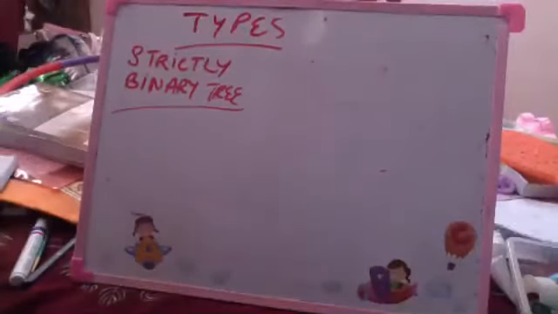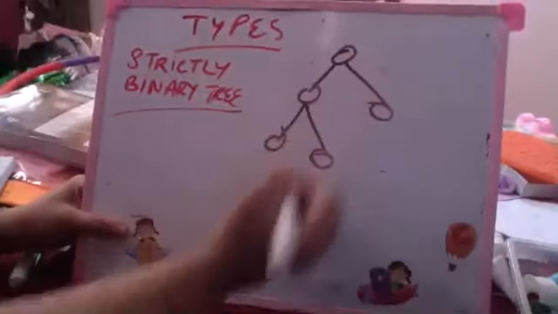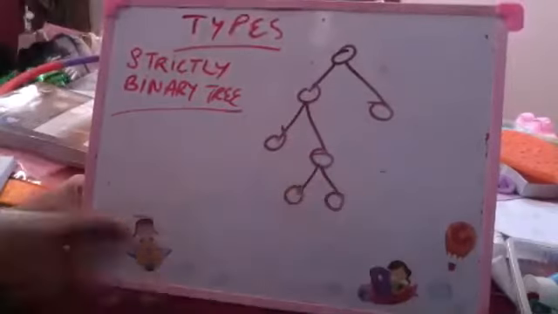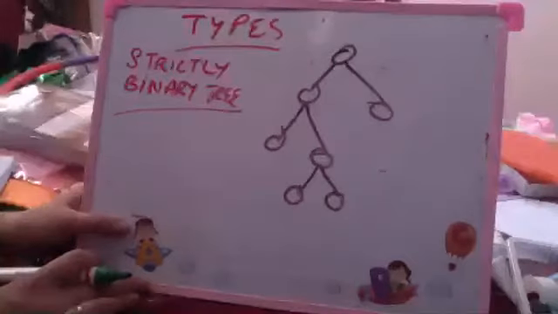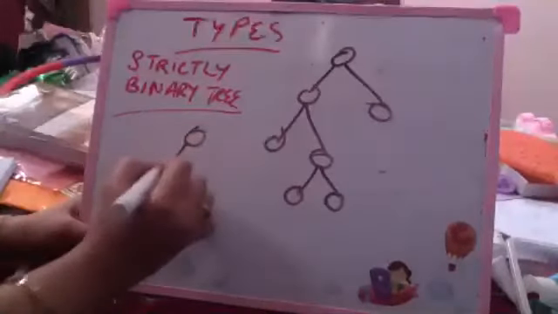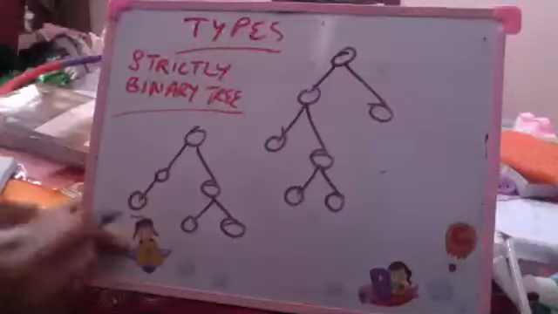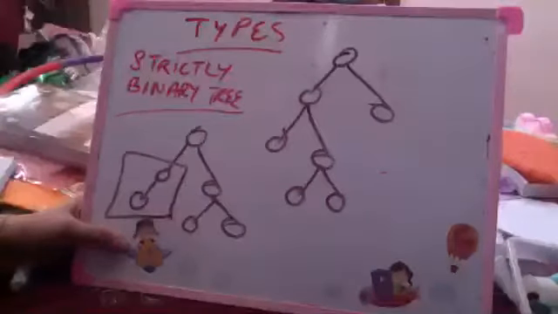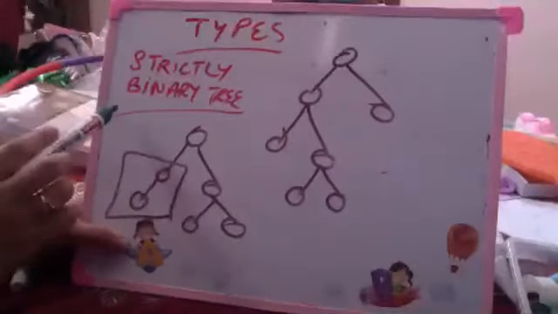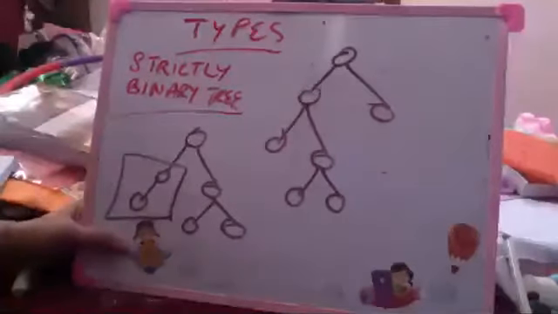Just for an example, if I draw a tree like this, then this is a strictly binary tree since all the nodes have 0 or 2 children. If I draw a tree like this, then this is not a strictly binary tree because I have a node which has a single child. So the property of a strictly binary tree is that every node should have 0 or 2 children.